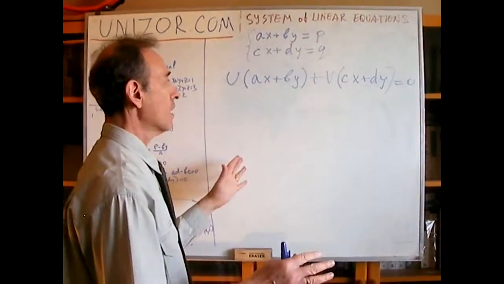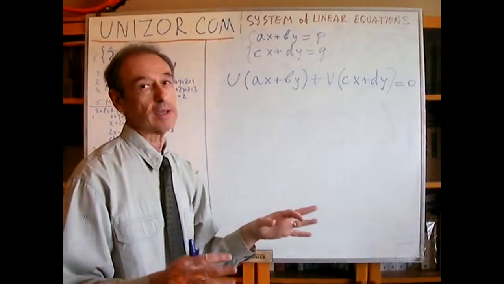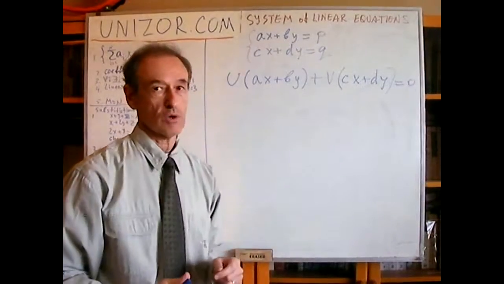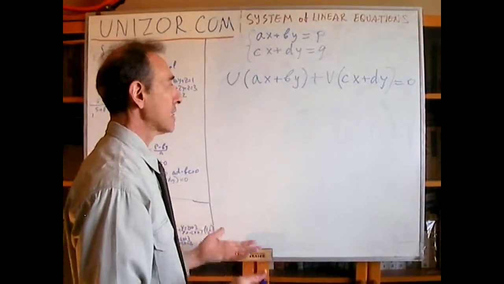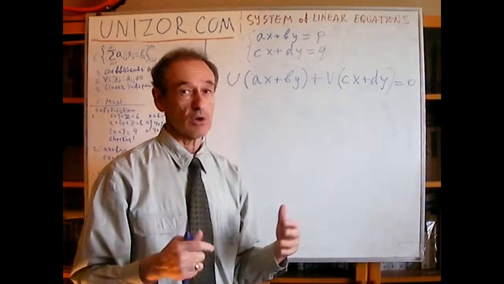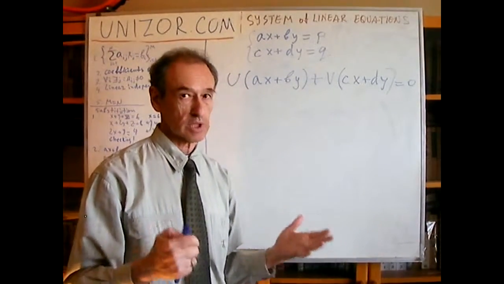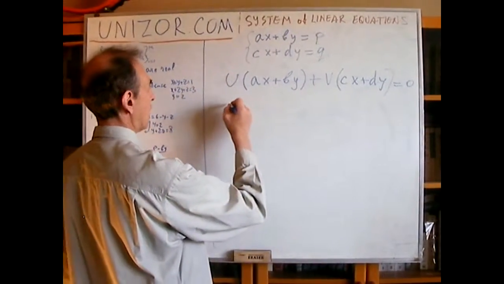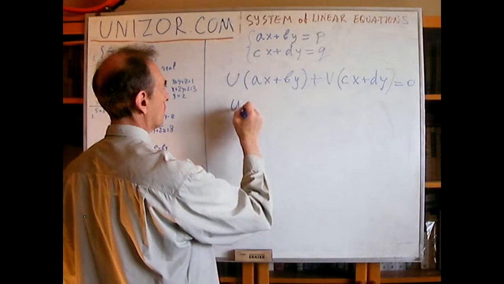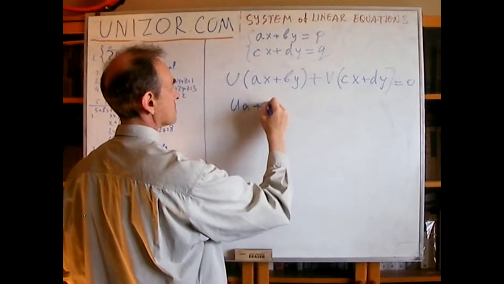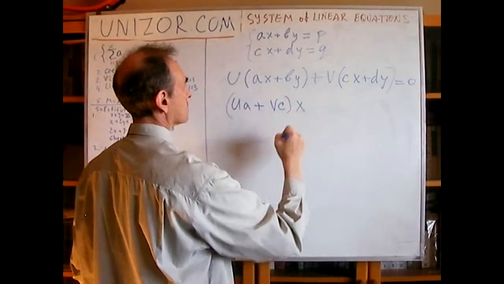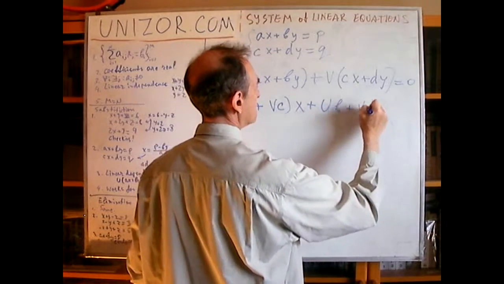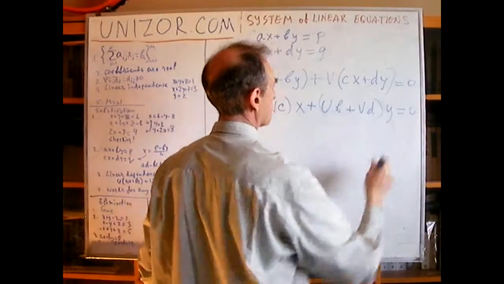Now, let's assume that our system of equations is linearly dependent. It means that there exist u and v such that the combination of the left parts with these coefficients will give me 0. Now, by the way, it should be equal to 0 with any value of x and y. That's what dependent means, as functions of x and y. Right, so basically I have (ua + vc)x + (ub + vd)y equal to 0.